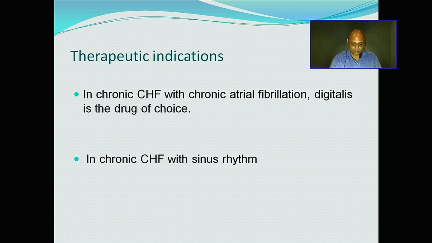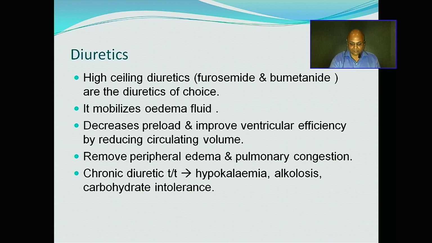FAB fragments, antibody. Therapeutic indications: chronic congestive cardiac failure with chronic atrial fibrillation. Digitalis is the drug of choice. Even in congestive cardiac failure that is a chronic type of manifestation, with sinus rhythm, what can be given along with the cardiac glycoside are diuretics, right? No doubt, cardiac glycosides themselves increase the urinary flow, but diuresis is also required because the edema is so much that we want to decrease this fluid overload.